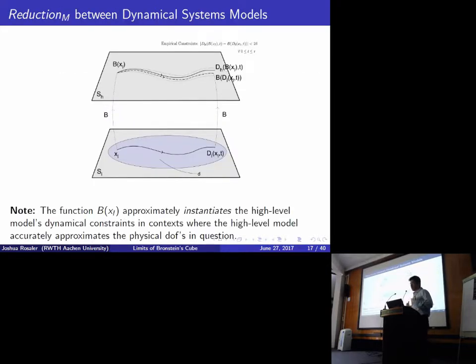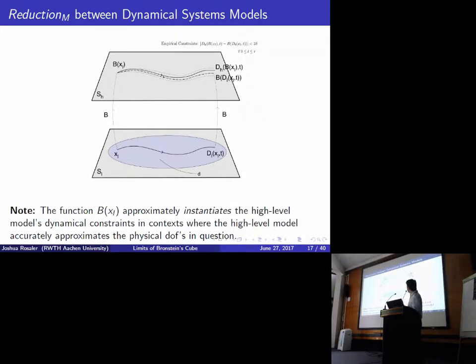Okay, so just to illustrate the particular approach to reduction that I'm advocating here, I want to specify a particular class of models. Imagine a case in which we have two dynamical systems models that describe one and the same physical system. They may describe different degrees of freedom, but the degrees of freedom described by the high-level state space should supervene on the degrees of freedom described by the low-level state space.